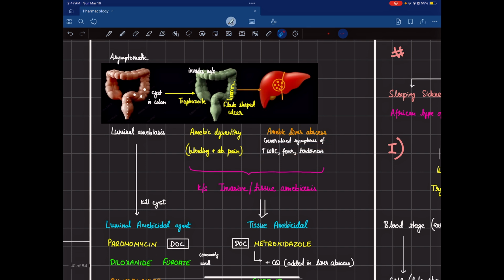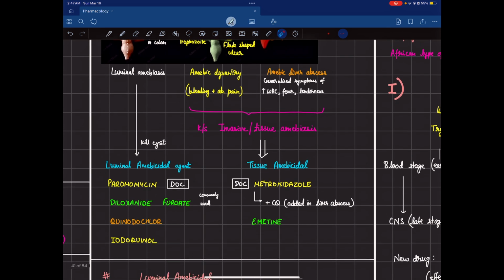This second and third phase is known as your invasive or tissue amoebiasis, since now the infective parasite has entered your tissues. And therefore, obviously, the agents will be called tissue amoebicidal agents. And your drug of choice for that is metronidazole. You probably might have heard of this.